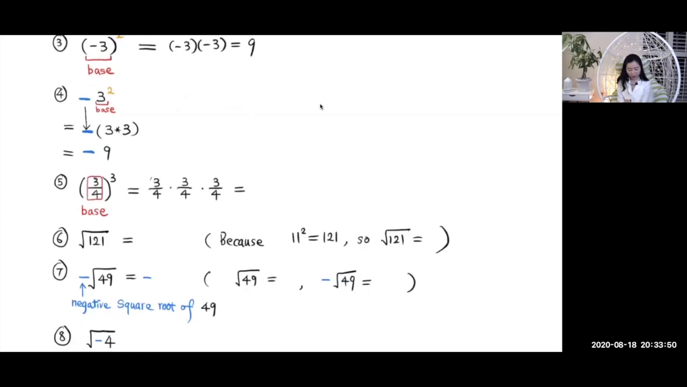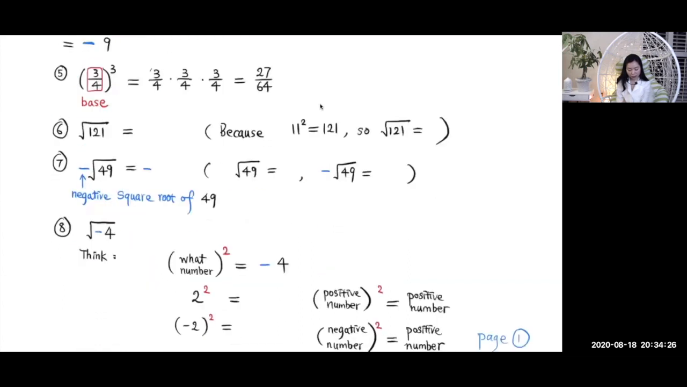Similarly, this one here is this parenthesis raised to this third power. So we're going to repeat this base over here. Whatever is inside the parenthesis is a base, so we're going to repeat that 3 times. After that, you multiply across. 3 times 3 makes 9, 9 times 3 makes 27. 4 times 4 makes 16, and then times 4 makes 64. So when you multiply across, you get 27/64.